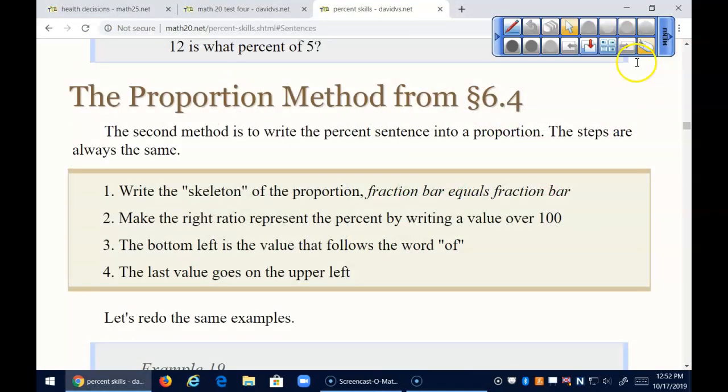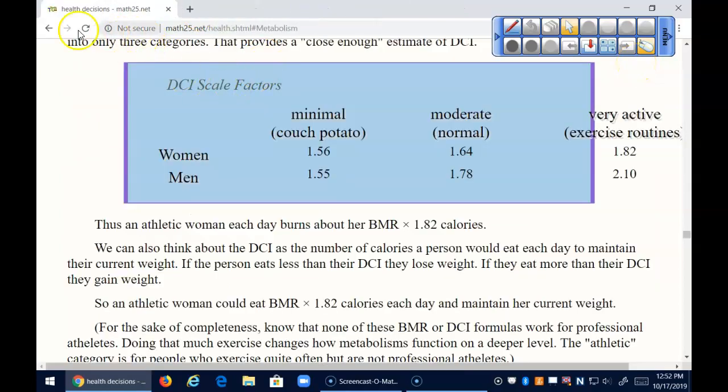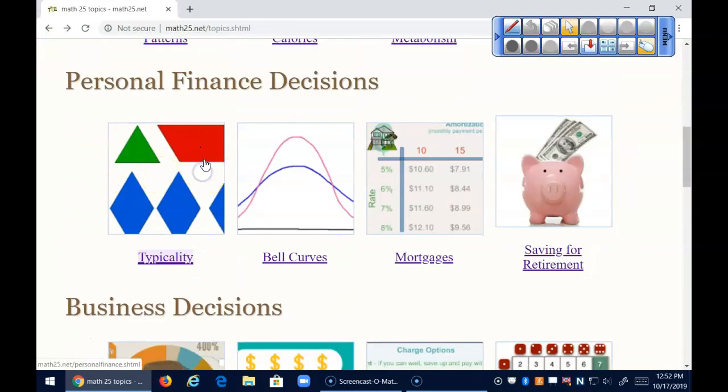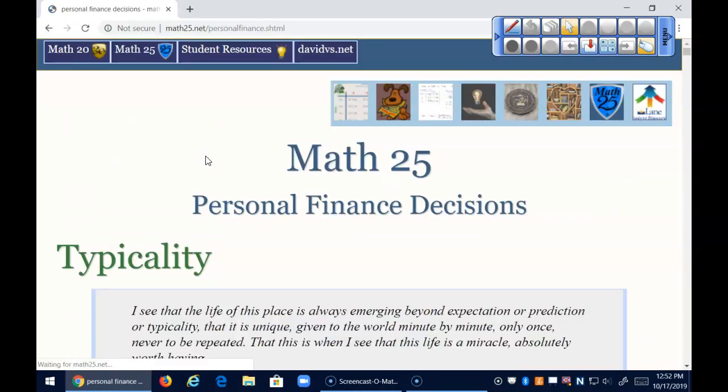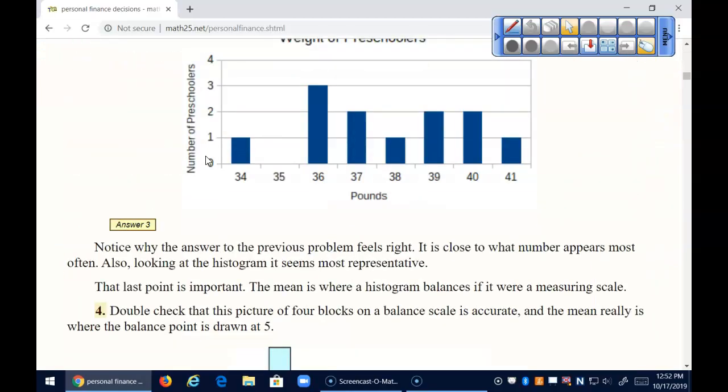Let's talk about bell curves. Get to Math 25. So last time we did typicality. Typicality was our introduction to when math needs to make up for the fact that real life is ambiguous. Just the word typical, the word average, sometimes we're not quite sure what that means. And so we have different types of math for different types of things.